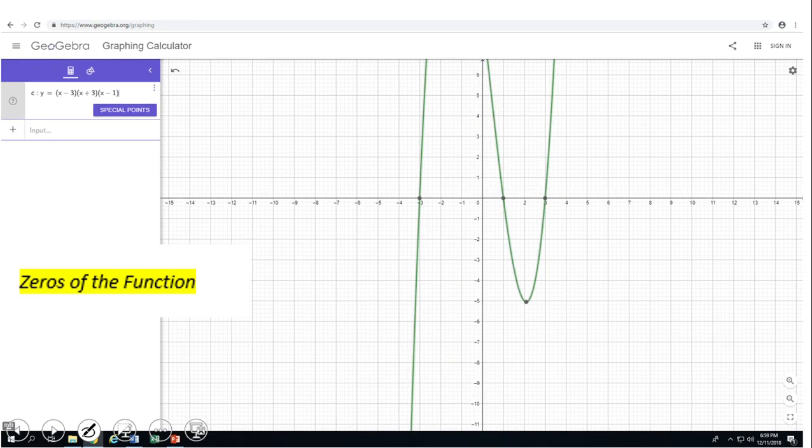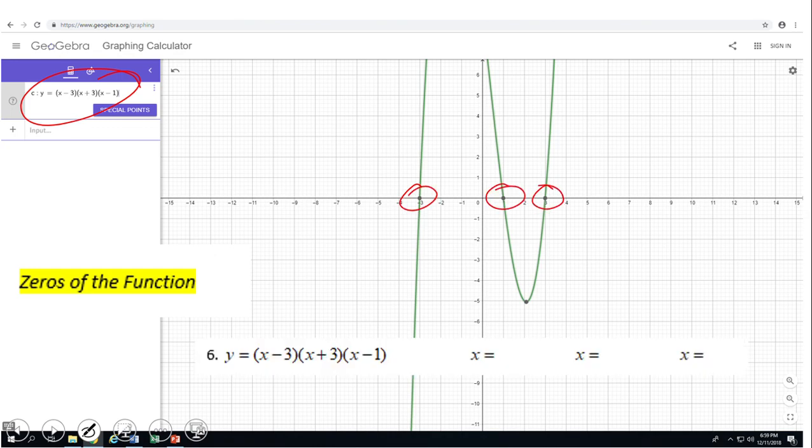And again, we notice these zeros right here. Okay, so I will say 3, -3, and 1. Good.